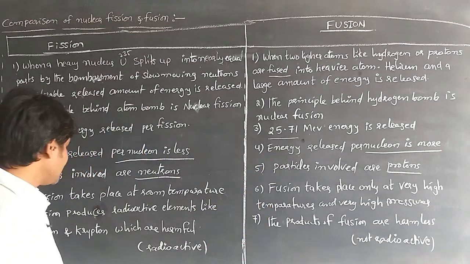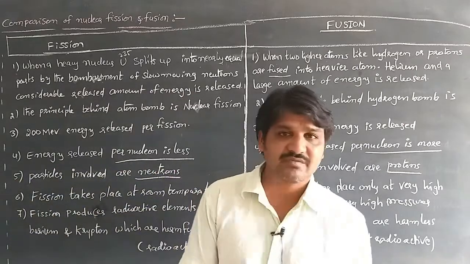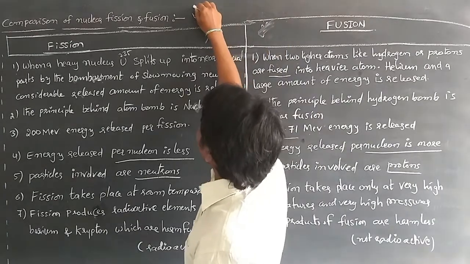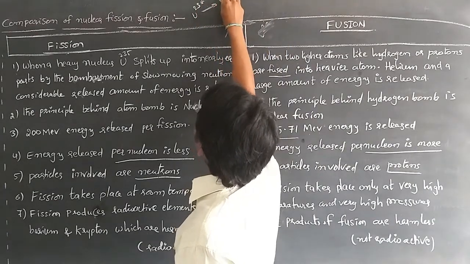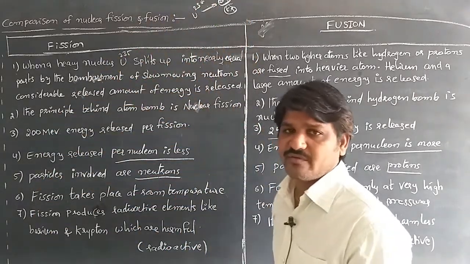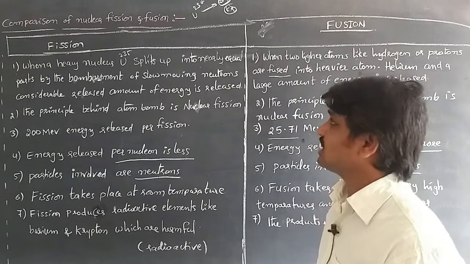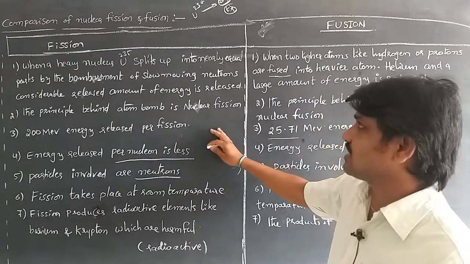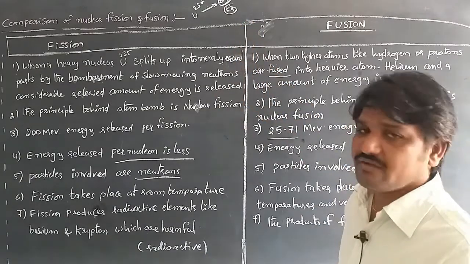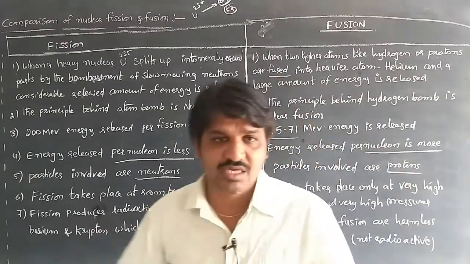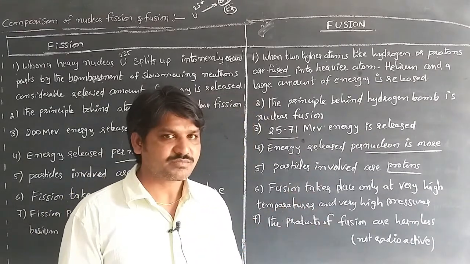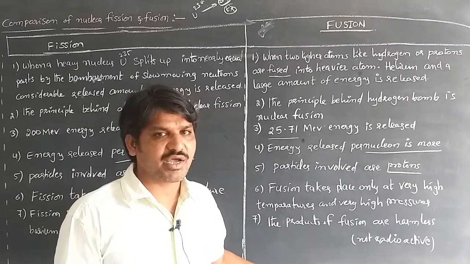The fission process produces radioactive elements. Whenever uranium 235 splits, barium and krypton are released, which are harmful radioactive elements. In the fusion process, the products are harmless; these are non-radioactive elements.